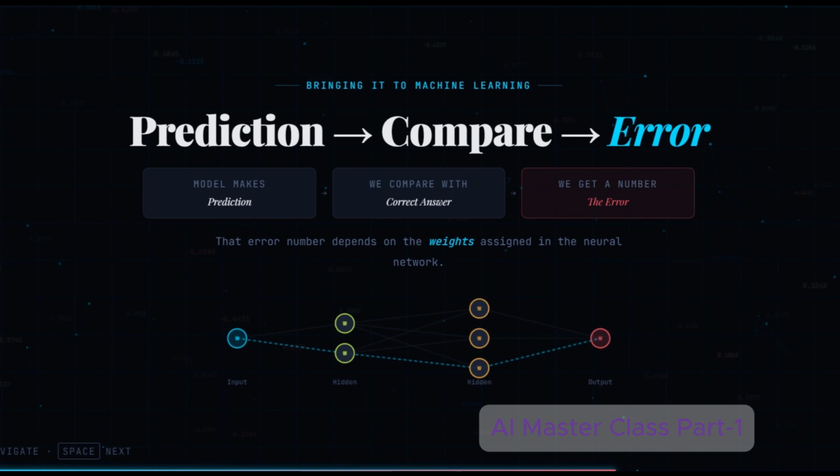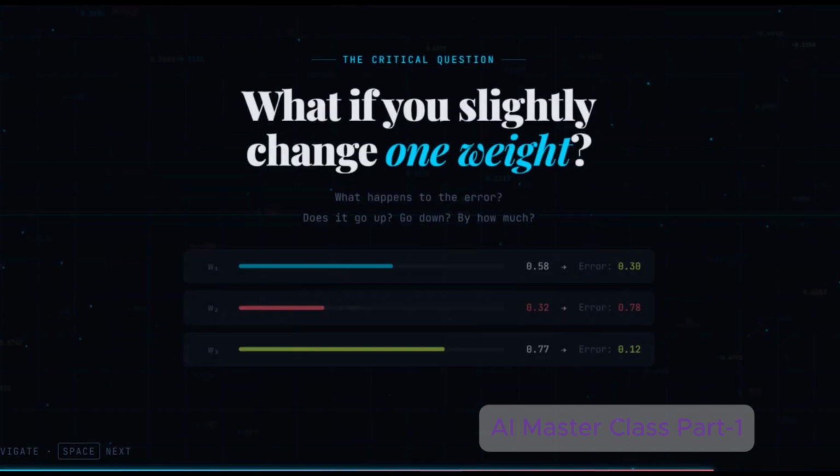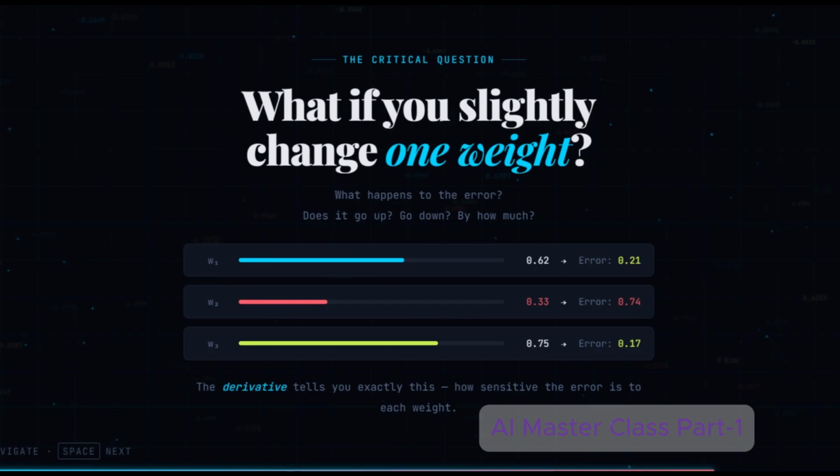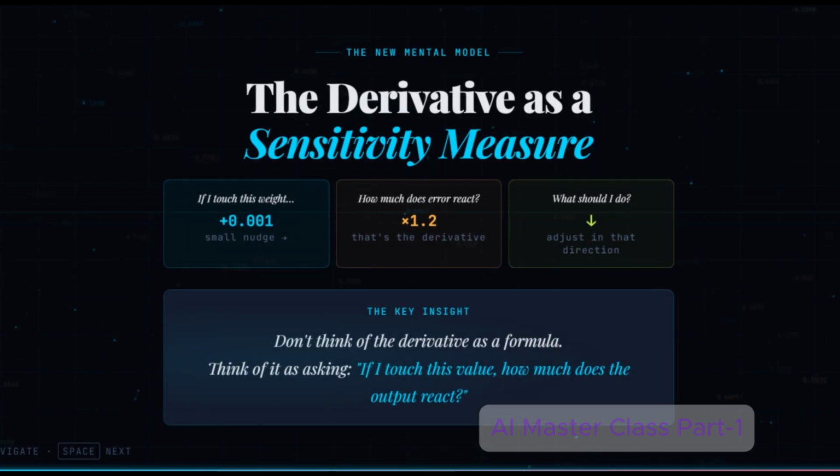Now that error depends on the weights assigned in the neural network. So what will happen if, let us say, you slightly change one weight? What happens to the error? Does it increase or decrease? And how much will that change be in magnitude? The derivative tells you exactly that. It tells you how sensitive the error is to a small change in the parameter. So instead of thinking of derivative as a formula, you can think of it as a sensitivity measure. If I touch this value, how much will the output react?